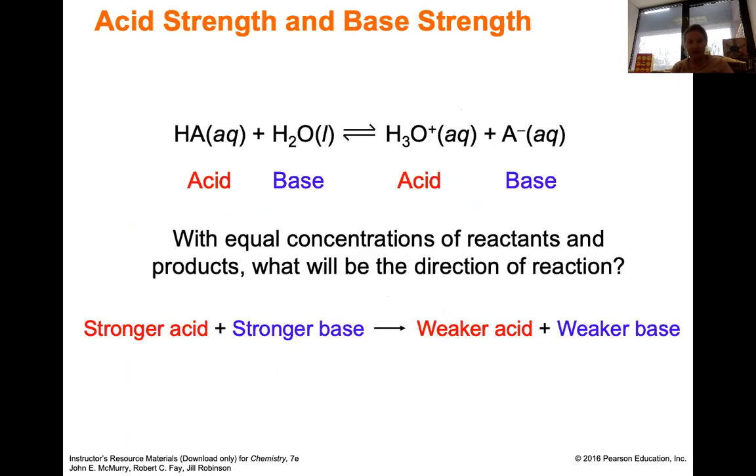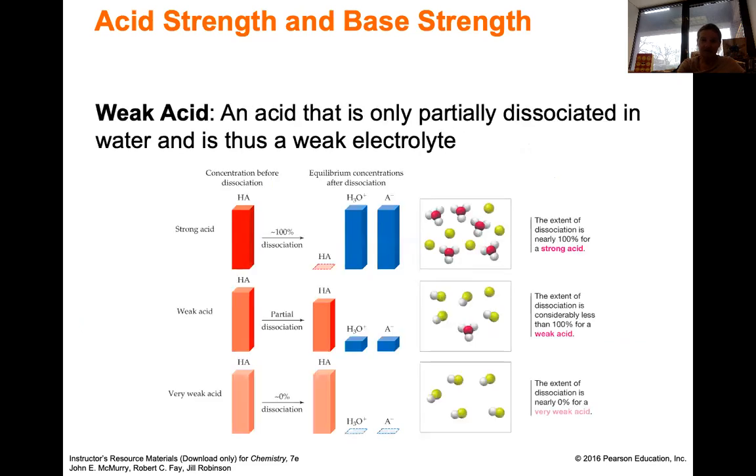So the relative strength, if you have reactants and products, if you have equal concentrations of reactants and products, which direction will the reaction go? It always goes from stronger acid, stronger base to weaker acid, weaker base, which makes sense. If something's a stronger acid, it's going to be able to give up that proton easier, and a stronger base will be able to pick it up easier. So the reaction will go in the direction to form weaker acids and weaker bases.